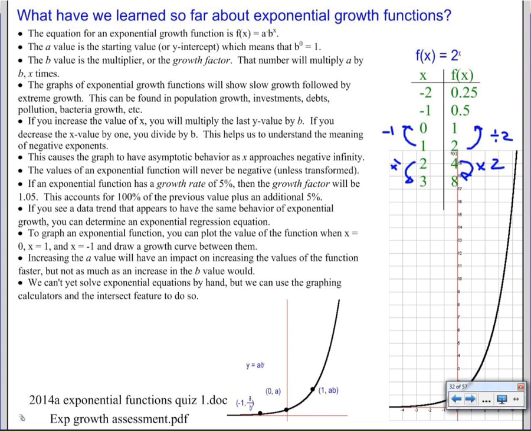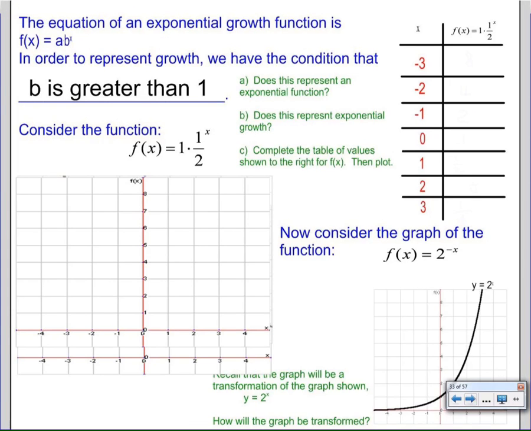Anyway, that being said, what if I had a function that was written as 1 times 1/2 to the x power? This 1/2 now represents our b value, and our b value is not greater than 1, so now the issue is, what happens? What kind of function am I going to get here? It's not going to be growth. That's one thing I know for sure.